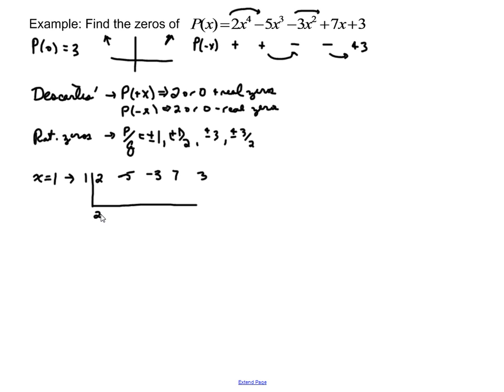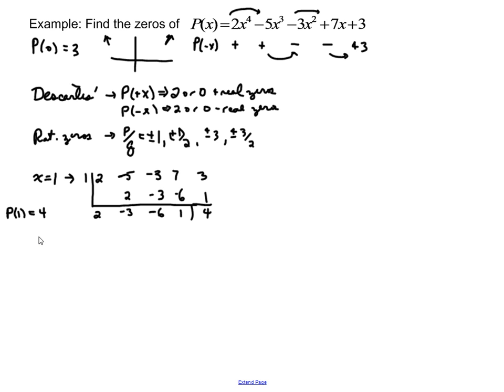Carry down the 2, multiply by 1. Negative 5 and 2 is negative 3. Multiply by 1 to give me negative 3. Add down the column to give me negative 6. Multiply to give me negative 6. Add, we get positive 1. Positive 1 times 1, that's 1. Add down the column, that's 4. Well, that's not much help, except I don't want to lose track of this because we know by the remainder theorem that p of 1 is equal to positive 4.